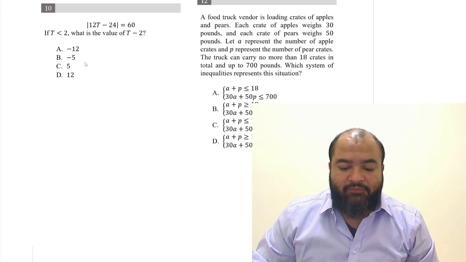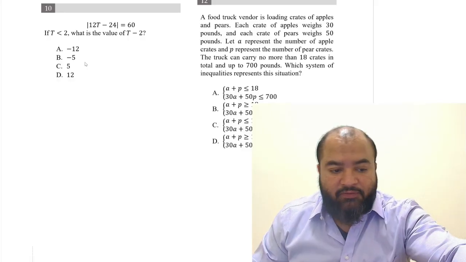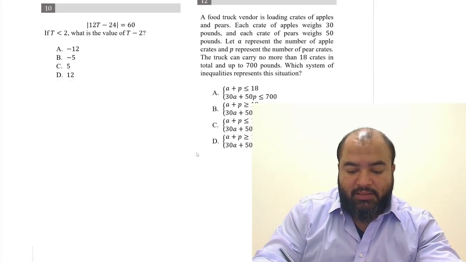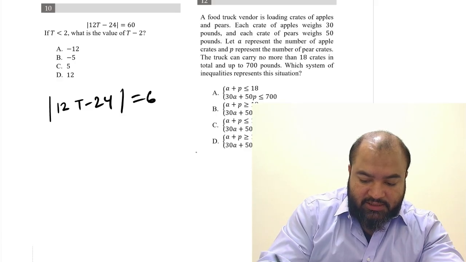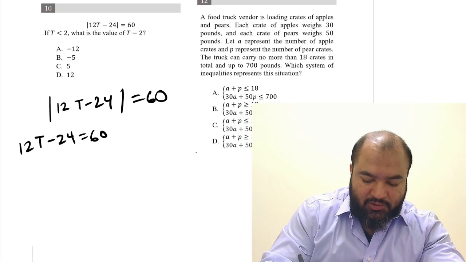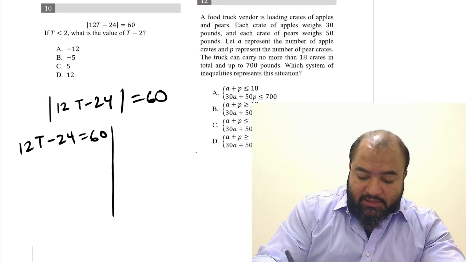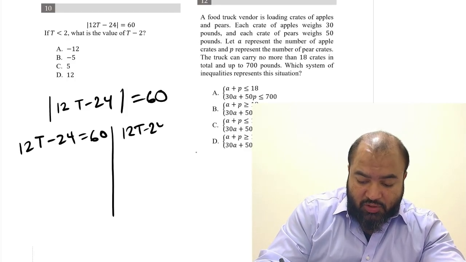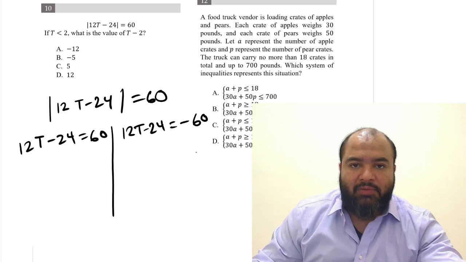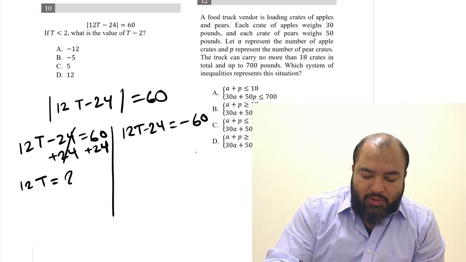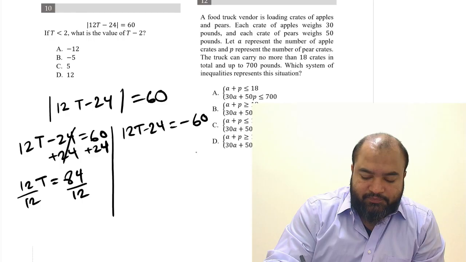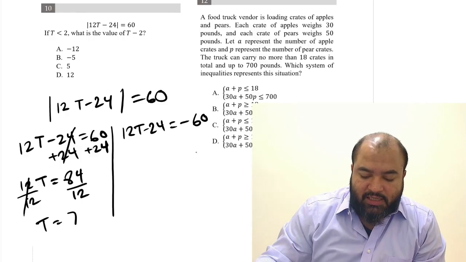Number 10 is absolute value equations. For these, you can use Desmos, but these are easy ones. So what you can say, the absolute value of 12t minus 24 is equal to 60, right? So you can write 12t minus 24 equal to 60 as it is, or 12t minus 24 is equal to negative 60. Remember, absolute value can be negative as well. Now you do plus 24, so 12t equal to 84. Now divide by 12. So t, I believe, is 7.